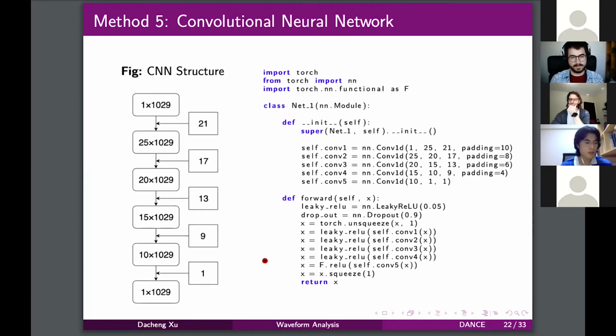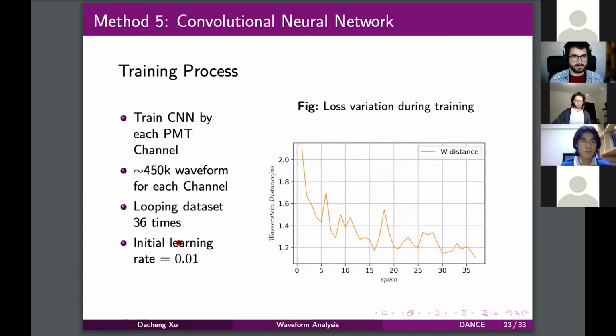Okay, we also developed a convolutional neural network to analyze the waveform. And here is the structure of the CNN, which has 5 convolutional layers. And the length of data remains the same as the figure shows here. And in the training process, we train the CNN for each PMT channel. And here's the loss, which is the Wasserstein distance during the training. It goes downward to approximately 1.2.